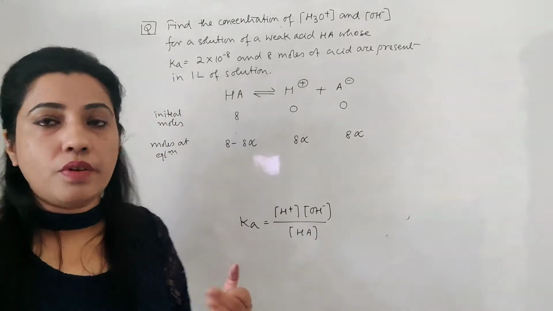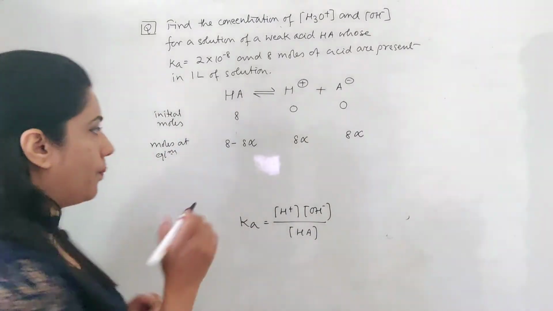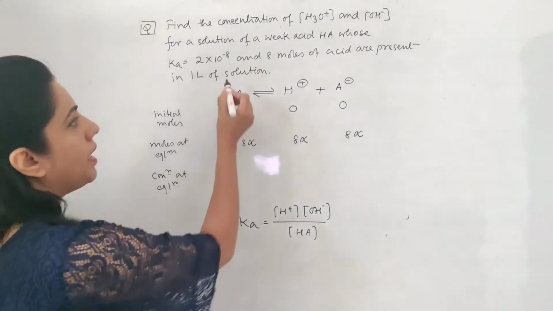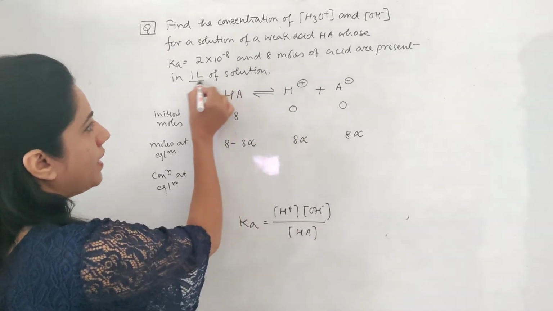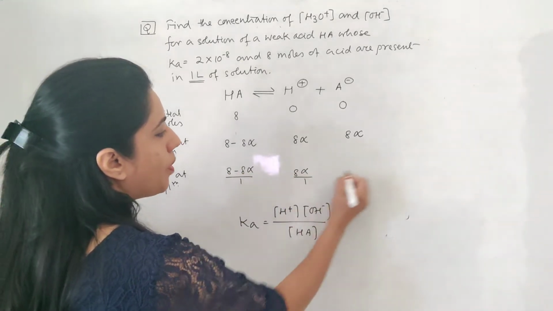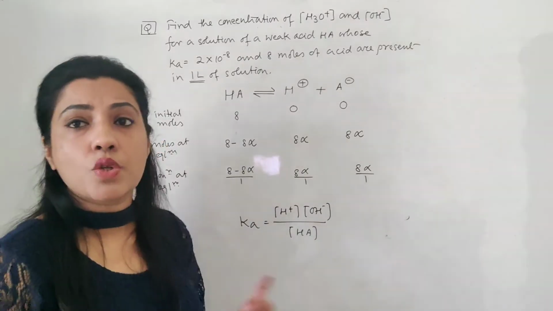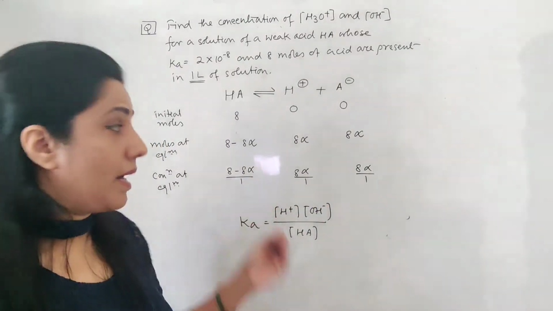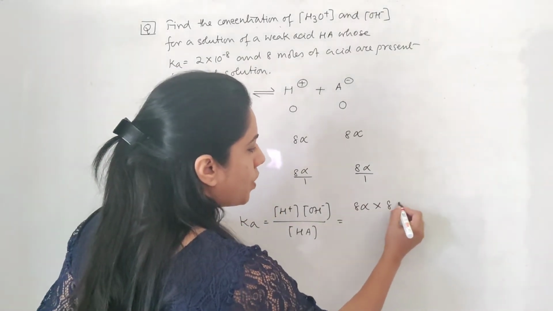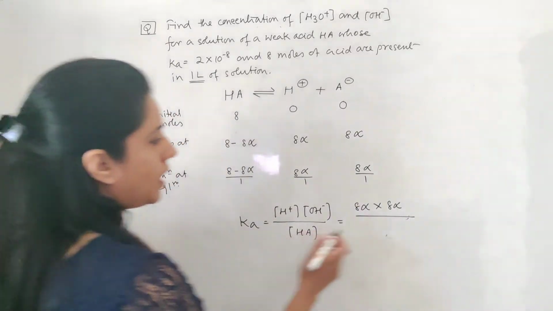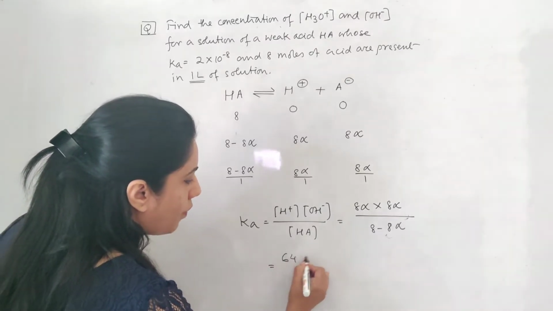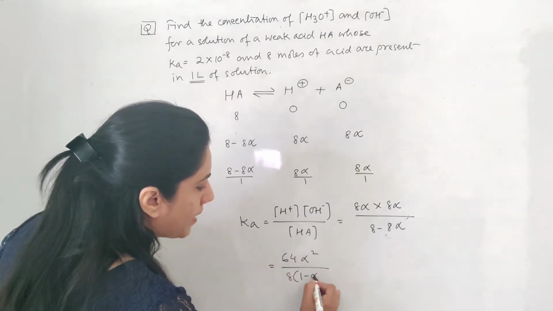So find out the concentration. Concentration means mole per volume. So concentration at equilibrium: now moles is 8 minus 8 alpha and 1 liter is the volume of the solution. So 8 minus 8 alpha upon 1. This is 8 alpha upon 1 and this is also 8 alpha upon 1. Now since this is 1 liter, there will be no problem, but you remember this is a concentration now. So H plus is here 8 alpha, A minus is also 8 alpha and HA is coming 8 minus 8 alpha. So it is 8 into 8, 64 alpha square divided by 8 common, 1 minus alpha.